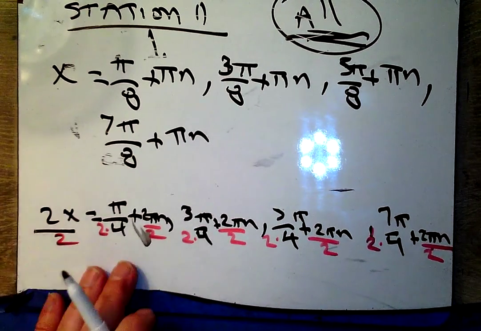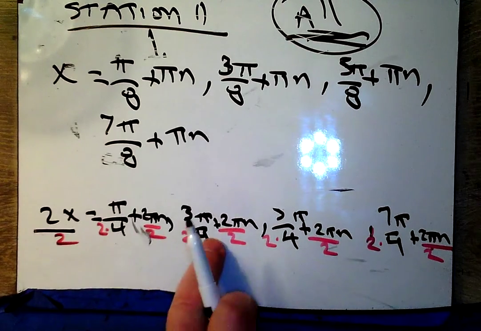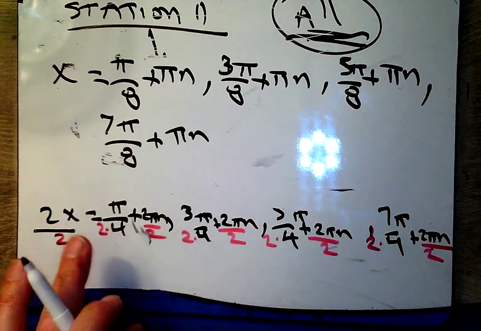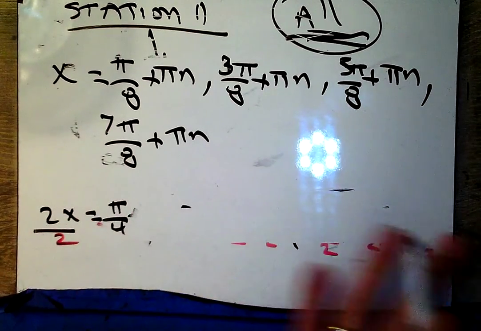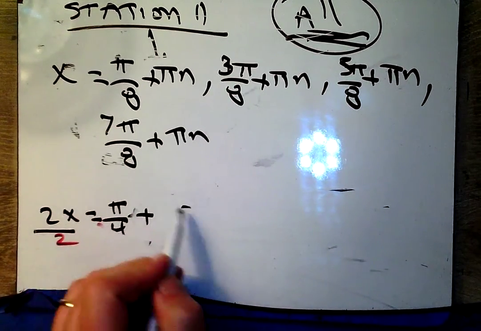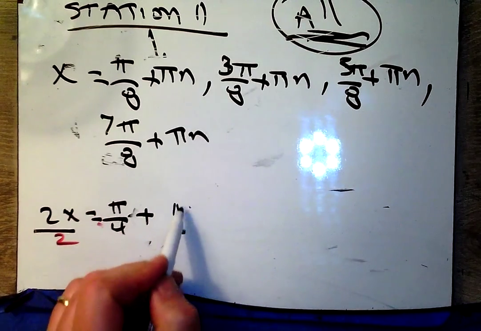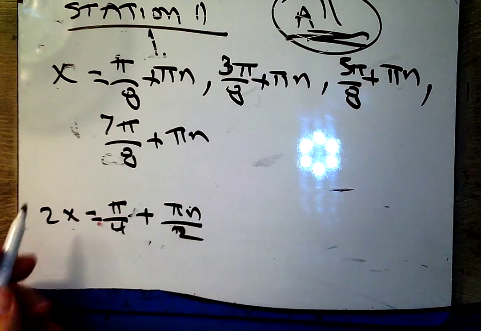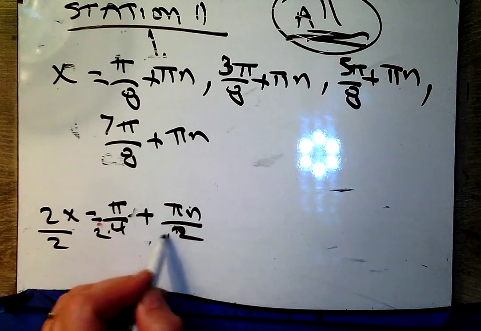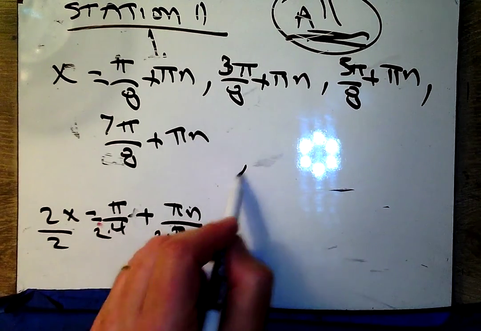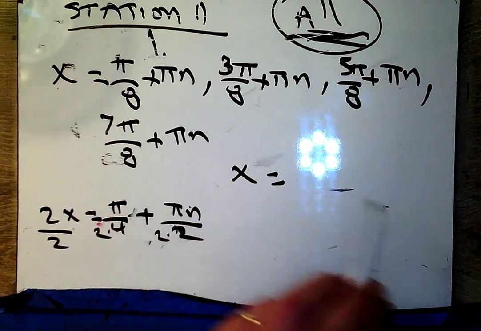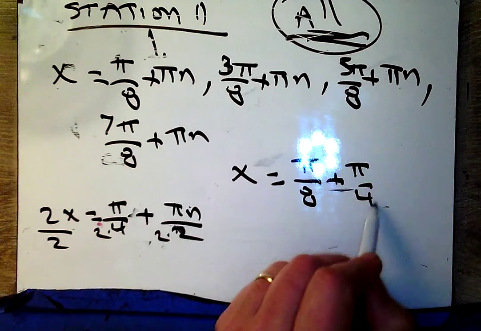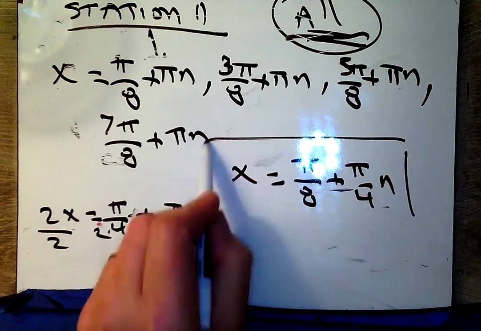Now, remember how we said, oh, look, these are all pi over 2 apart from each other? Okay, so how does that work? Well, let's imagine we have gotten to this place, pi over 2. Well, I'm still going to divide everywhere by 2. And so now I end up with x equals pi over 8 plus pi over 4n. That's a very tidy solution.